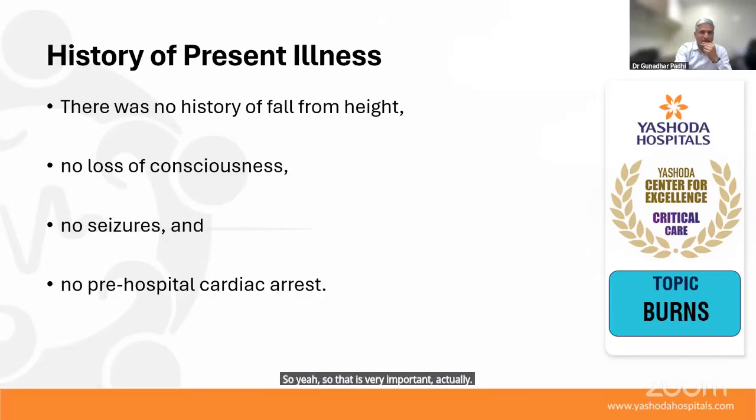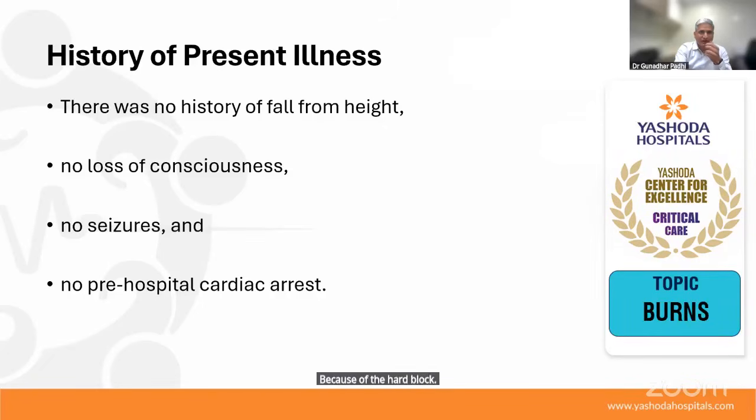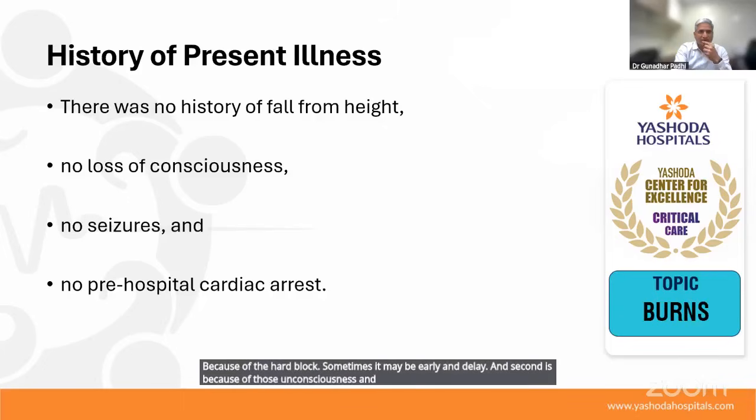The patient who presents to you may go into cardiac arrest because of arrhythmias or heart block, sometimes early and sometimes delayed. The second is unconsciousness and seizures because of low cardiac blood flow. Because of the conduction system, the patient can go into bradyarrhythmias, which can also cause low cardiac output. And sometimes they can cause direct injury or neurotoxicity.